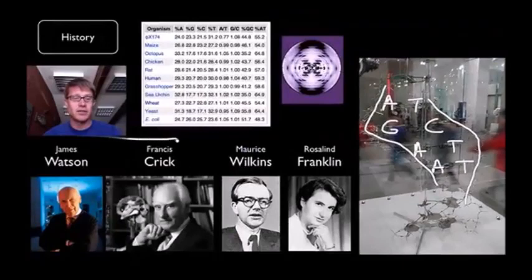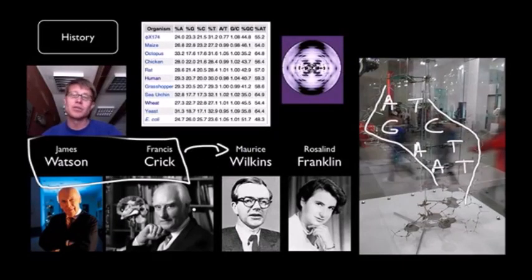So Watson and Crick are given the credit for that. They actually share the Nobel Prize with Mr. Wilkins. Rosalind Franklin doesn't get the Nobel Prize because sadly she had died before then of cancer, and it was probably as a result of the X-rays that she was using in her lab. And you can't get a Nobel Prize if you die.